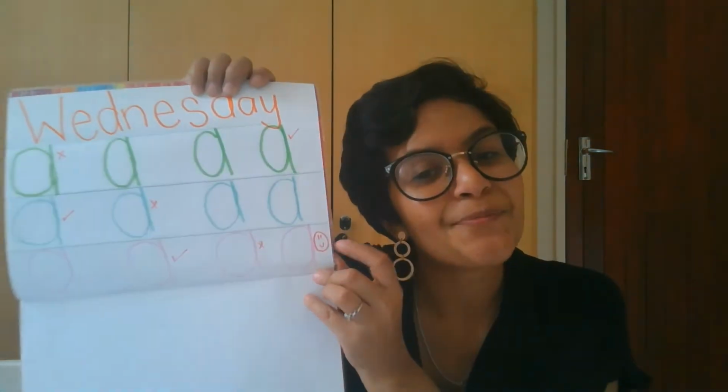Okay, and what I'm going to do now is take the same red Koki, and in the corner at the end of my page, by the last A, I'm going to give myself a smiley face. And I am going to say, well done me, everybody. Well done me.